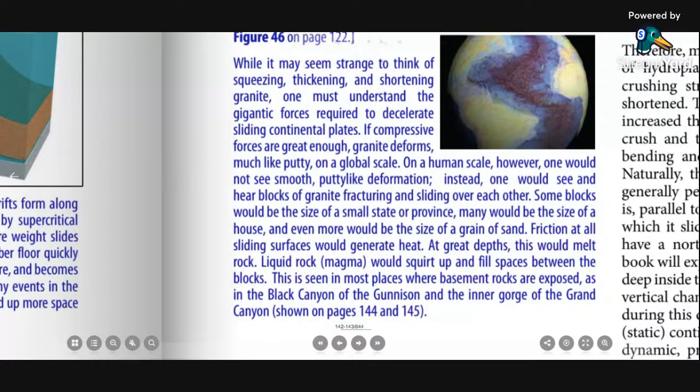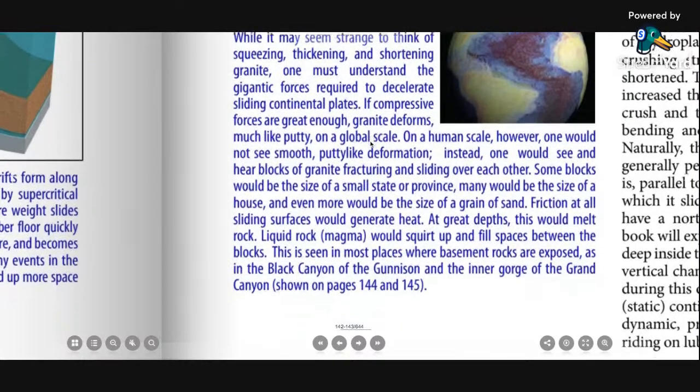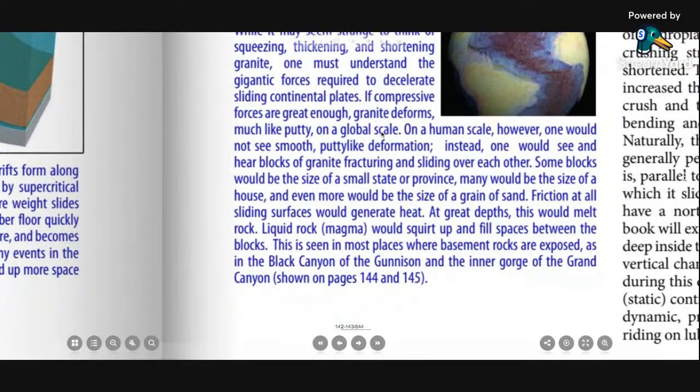If compressive forces are great enough, granite deforms, much like putty on a global scale. On a human scale, however, one would not see smooth putty-like deformation. Instead, one would see and hear blocks of granite fracturing and sliding over each other. Some blocks would be the size of a small state or province. Many would be the size of a house, and even more would be the size of a grain of sand.